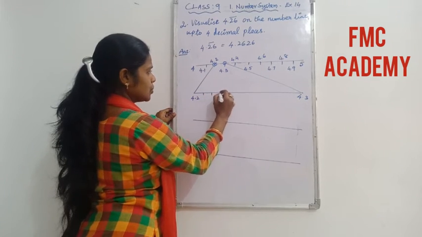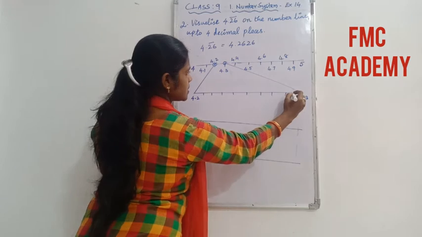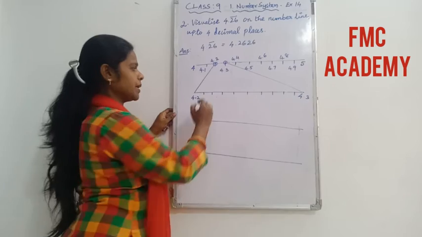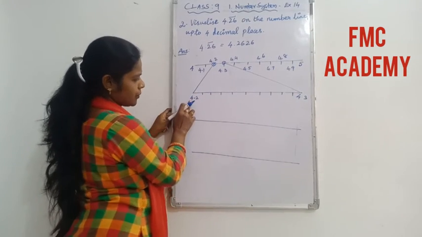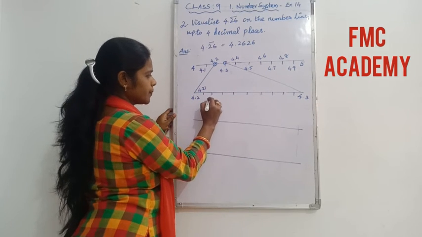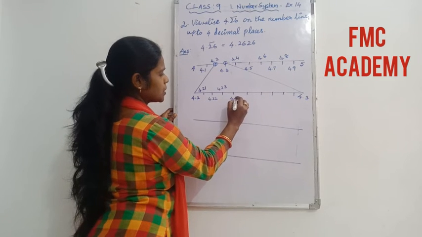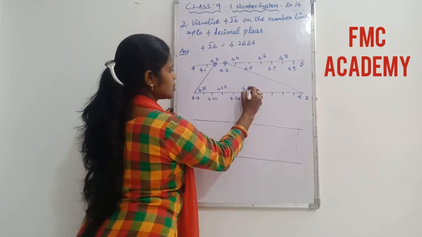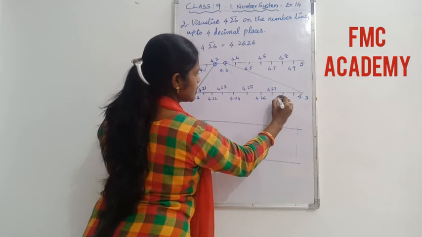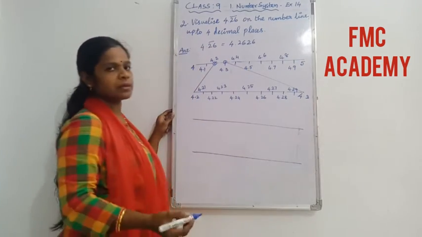1, 2, 3, 4, 5, 6, 7, 8 and 9. So this way 10 parts we made. So here it is, just see, 4.2. So the next will be 4.21, 4.22, 4.23, 4.24, 4.25, 4.26, 4.27, 4.28 and 4.29, and next will be 4.30.